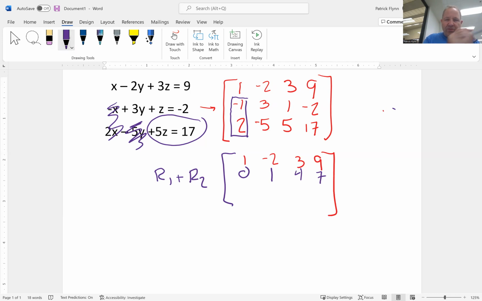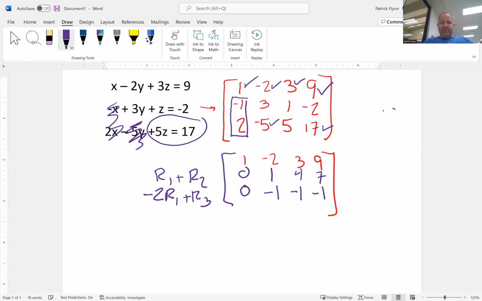Now what we need to do is to get rid of this 2. And so I think if I multiplied the top row by -2 and added it to the third row, it would make a 0. In other words, if I times this by -2, I would get -2, and -2 plus 2 is 0. Times this by -2 would be a 4. 4 plus a -5 is -1. Times this by -2 is -6, plus 5 is -1. Times this by -2 is -18, plus 17 is -1. So we're getting there. We're kind of progressing along.